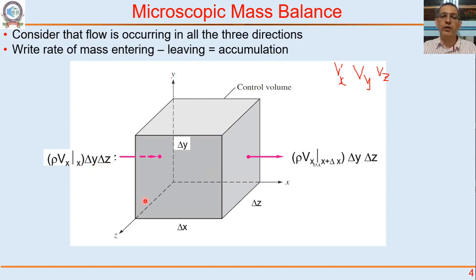the area of that left face, delta y delta z, multiplied by rho. So rho Vx multiplied by delta y delta z, that is the volumetric flow rate multiplied by density, that is the mass flow rate through which the fluid will enter through the left face.